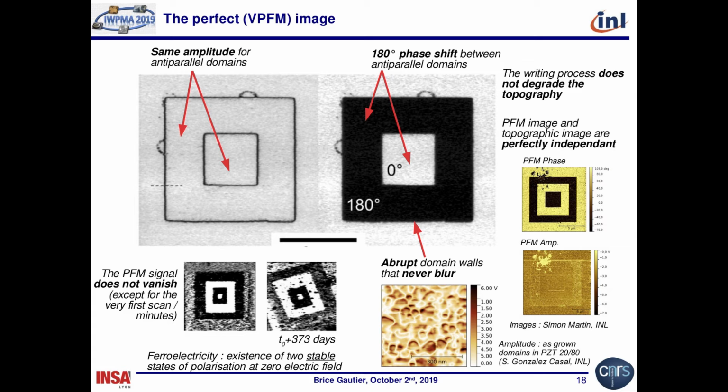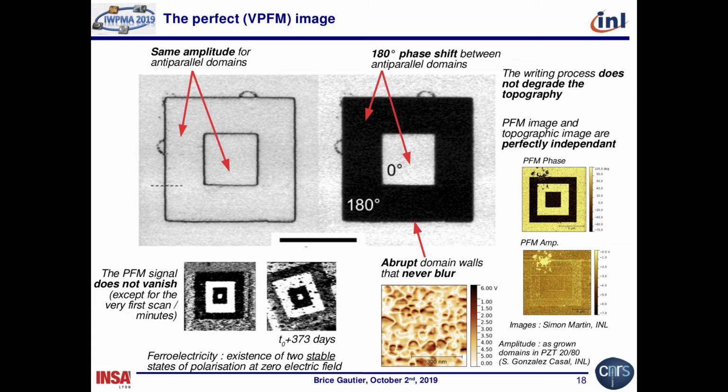But in real life, most of the time, you have a difference between the amplitude of this part and the amplitude of this part. And this is as-grown domains in PZT. Well, you see the frontiers, the walls between as-grown domains. When you see the frontiers there, you can be confident about what you're seeing on PFM. This may correspond to real frontiers of domains and not an artifact.